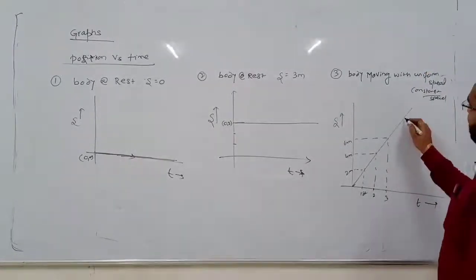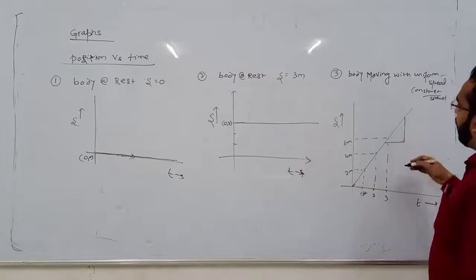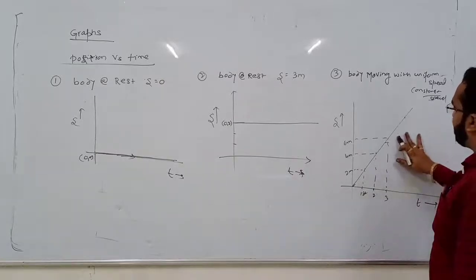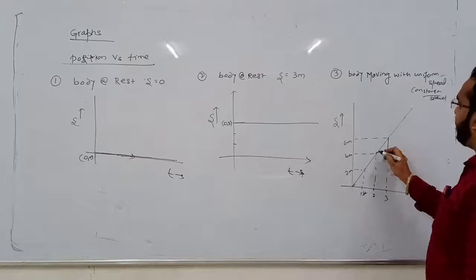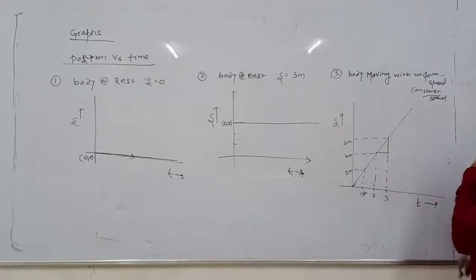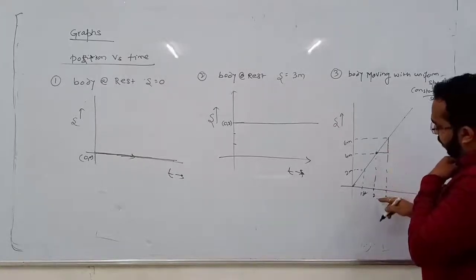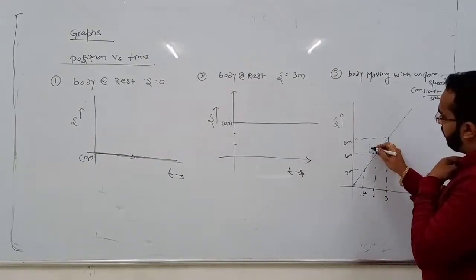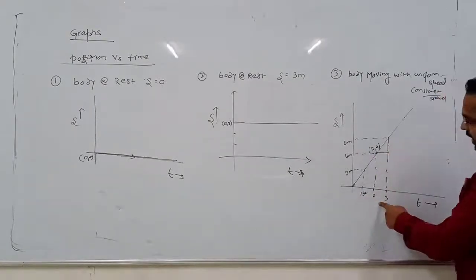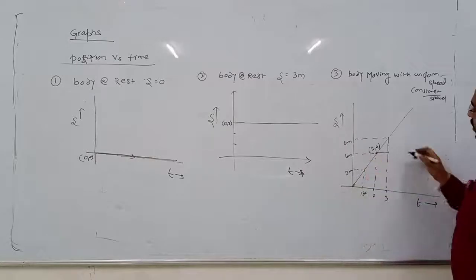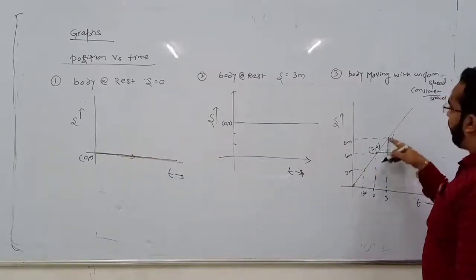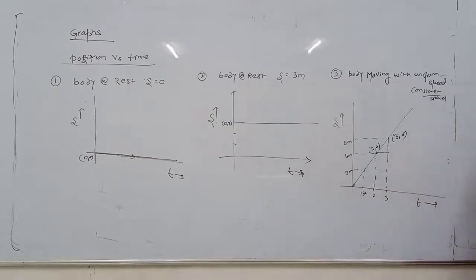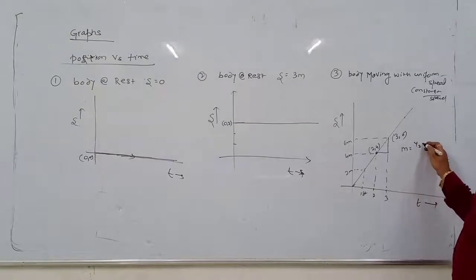This means I took the slope. Slope is y2 minus y1 upon x2 minus x1. See, I will draw a point here. What is this point? 2, 4. In x it is 2, in y it is 4. What is this point? 3, 6. What is the slope? y2 minus y1 upon x2 minus x1.